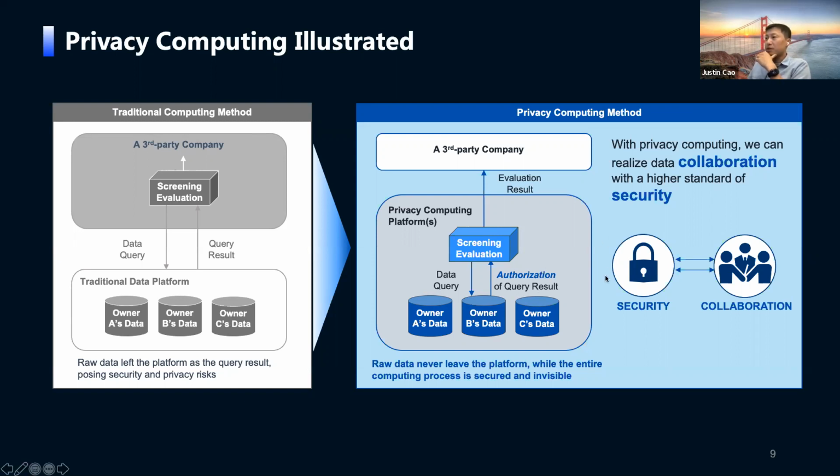Now, using privacy computing, the difference is that you are hosting your data in a controlled environment. This controlled environment could be one platform or a network of platforms. This square here could be a network; just think of it as an environment. Within this environment, the application of the third-party company should no longer be outside the data platform, but instead inside it. This way, no matter what kind of application it is, everything happens within this controlled environment. The raw data should never leave this environment, while at the same time the entire computing process can be secured and invisible if you do it right.